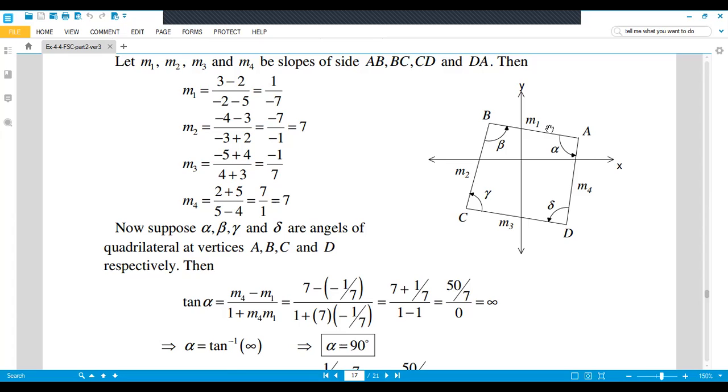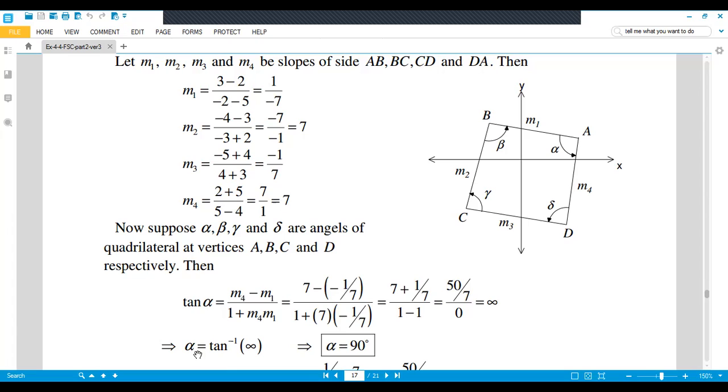Tangent alpha is between M1 and M4. So tan alpha is M4 minus M1 divided by 1 plus M4 M1. M4 is 7, so 7 minus 1 over 7 divided by 1 plus 7 into minus 1 over 7. When we simplify, we get 50 over 7 divided by 0. You know that anything divided by 0 is infinity, an undefined condition. Anything divided by 0 is undefined.